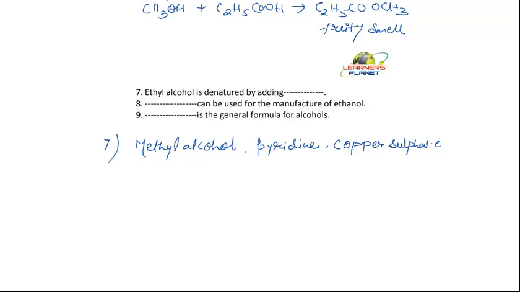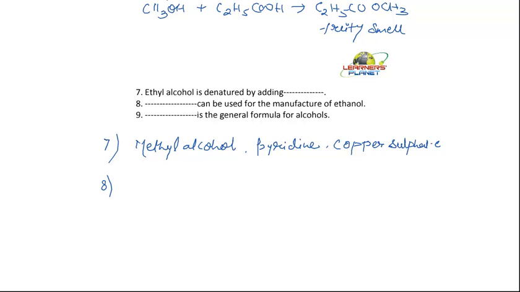Now this copper sulfate imparts blue color to the ethyl alcohol. So it can be denatured, or made unfit for drinking, by adding any of these.